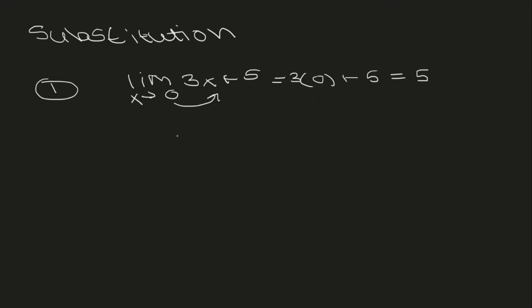So for the first one, let's do the limit as x approaches 0 of 3x plus 5. Now, as per the rule, substitution. So we substitute 0 into x, which will give us 3 times 0 plus 5. 3 times 0 is 0, so that gives us 5. Nice and simple. Let's do another one.